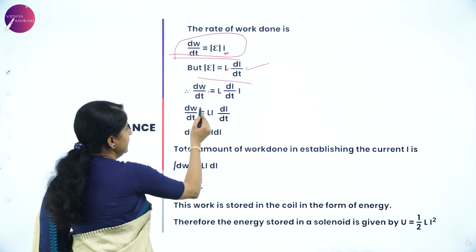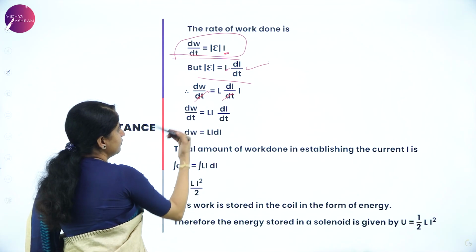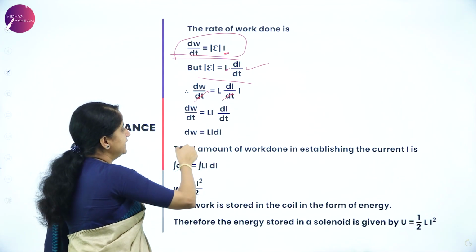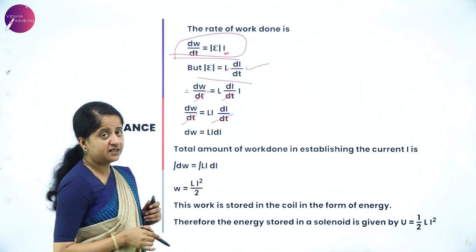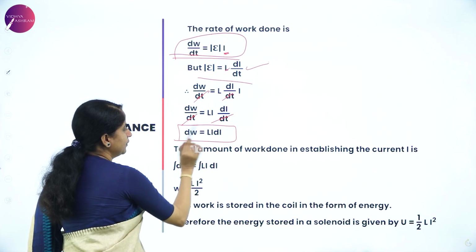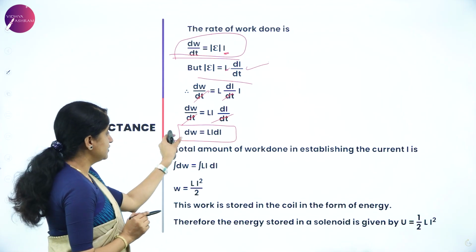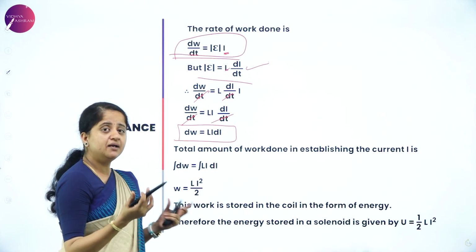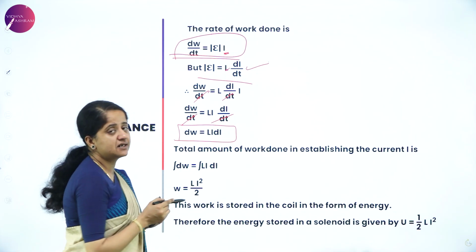Now dt can be cancelled directly, or you can write one more step: dW by dt is equal to L into I into di by dt. Now dt can be cancelled and you will remain with dW is equal to L into I di. dW is a small amount of work done. To get the total amount of work done, we need to integrate this equation.